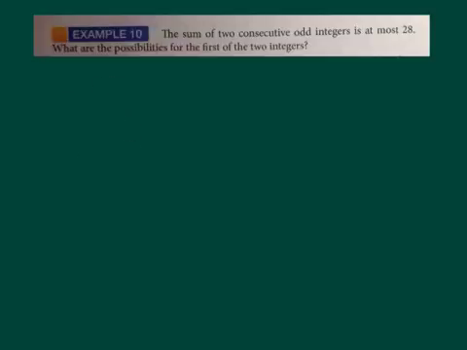So it says the sum of two consecutive odd integers. So consecutive odd integers, there's two of them. The sum of those, when we add them together, is going to equal 28. Is that what it says? At most 28. So it can equal 28, but it could also be, at most, a number less than 28. 28 is just the biggest that it can be when you add those up. So it's either going to be less than 28 or equal to 28.